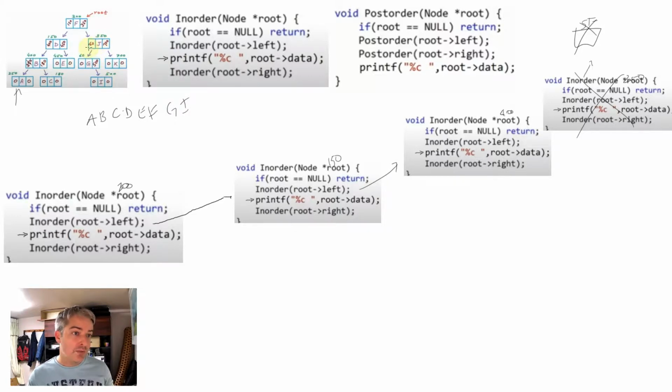Return to the top. Done left, print the data, go right, we'll come down to here, nothing left, print the data, nothing right, return up, let's see, we've done left, right, return up, done left, right, return up, and we're done. So that's what's going to print out here.